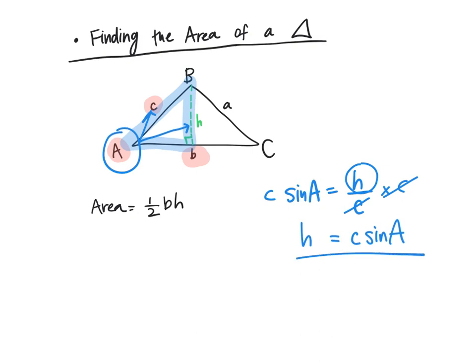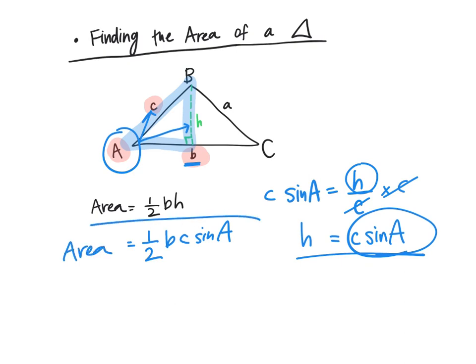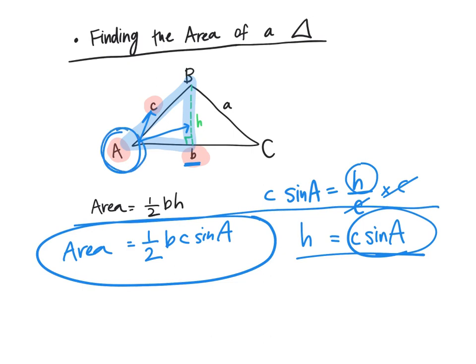So I can still use this area formula of 1/2 base times height. I have 1/2 base, which is still b, but instead of the height, I can substitute it with c sine of angle A. So the area, 1/2 bc sine of angle A, is a formula for oblique triangles. This will not be provided to you, so you'll need to either memorize it or know this process of finding the sine of that given angle to figure it out in relationship with the height.